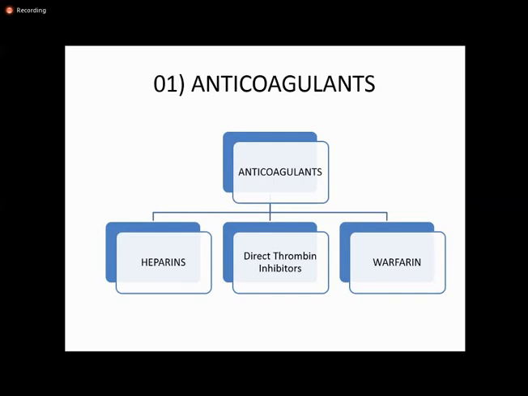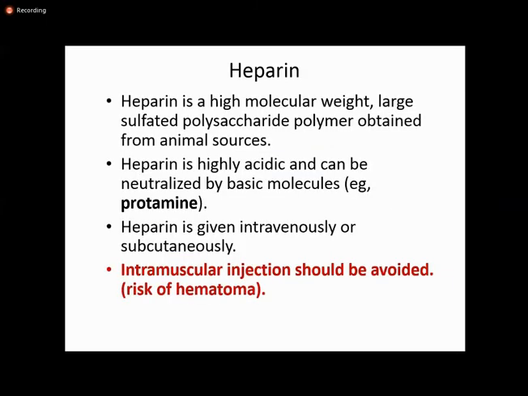And in anticoagulants, we have heparin, and there is a group of drugs that can directly inhibit thrombin. Now you can realize the importance of that slide, because thrombin is the key, because thrombin is responsible for starting the formation of the clot. So we have a group that can directly inhibit the thrombin activity, and warfarin.